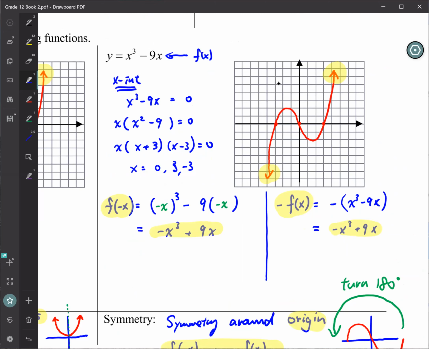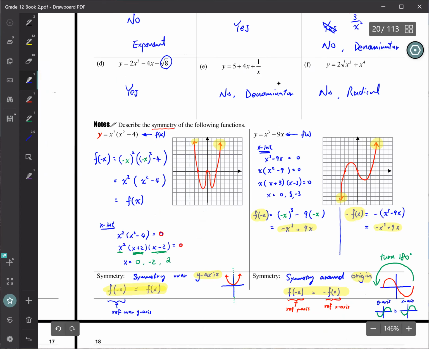If both of them fail, both not equal, then no symmetry. If one of them is equal, then you get a symmetry. So 3 options: you could have symmetry over the y-axis, symmetry around the origin, or no symmetry.